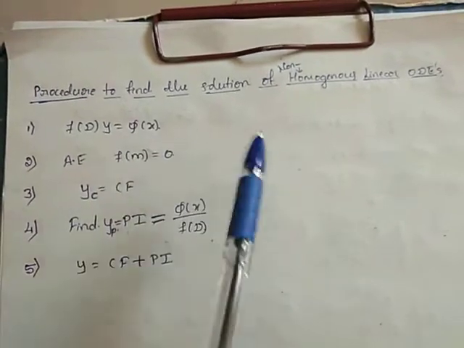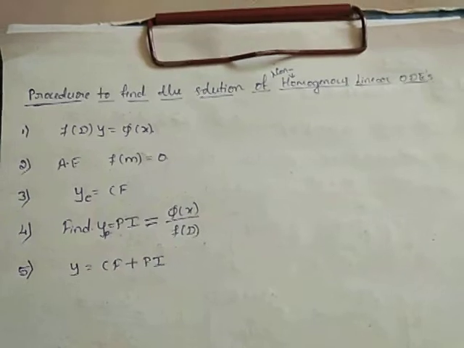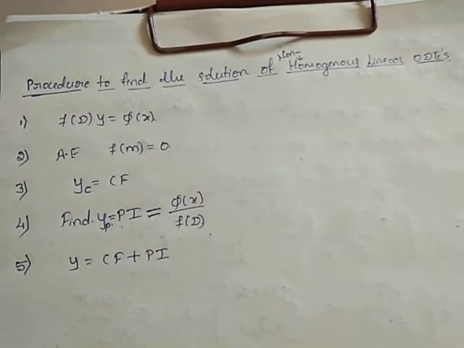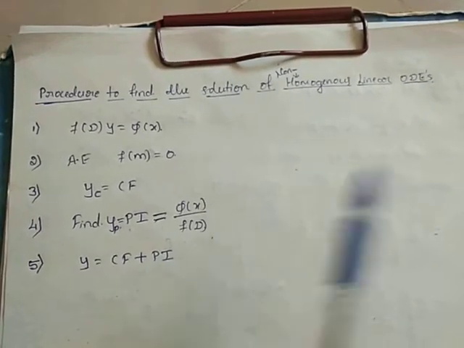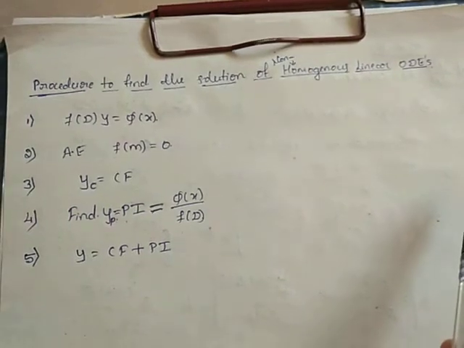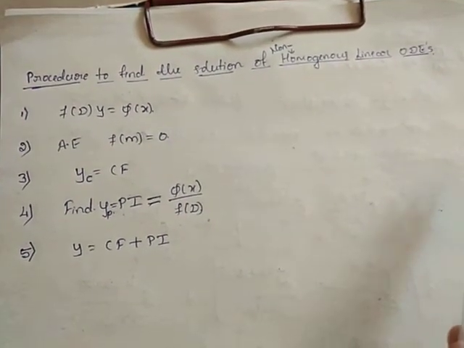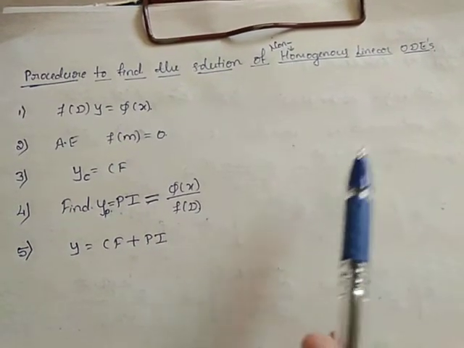Now the procedure to find the solution of a non-homogeneous linear differential equation. In the previous class we already learned the differential operator and particular integral. So in the particular integral, our yp equals function of x by f of D, and in the differential operator, 1 by D stands for the integral. Now we are moving to the procedure of solving these non-homogeneous linear ordinary differential equations.